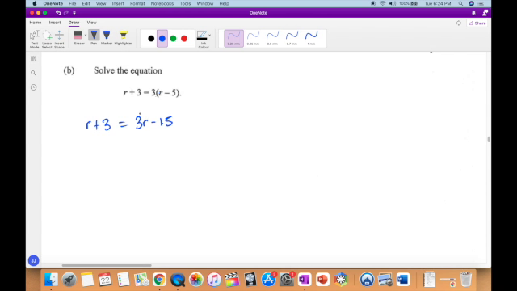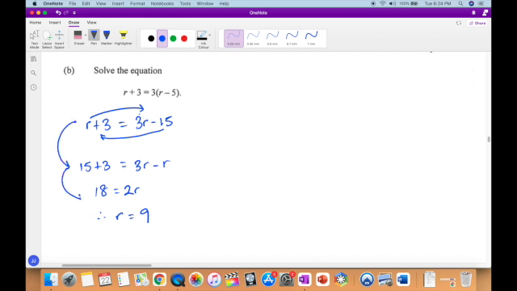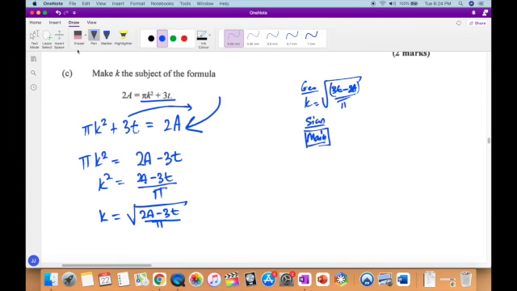Now what I'll do is I'll throw this r over on this side, and I'll throw the negative 15 over on this side. So it'll become positive 15 plus 3, and this 3r, and this r over on this side will become minus r. So now I have 18 is equal to 2r, therefore r is equal to 9. Notice the steps. You could tell what I did from one line to the next line. It makes it easy to do, right?